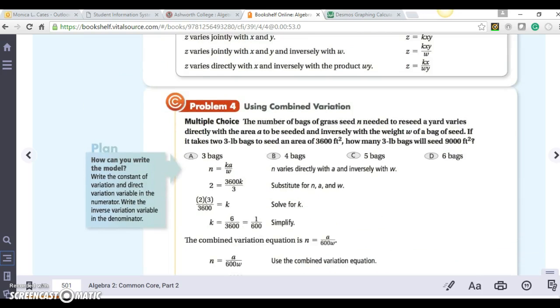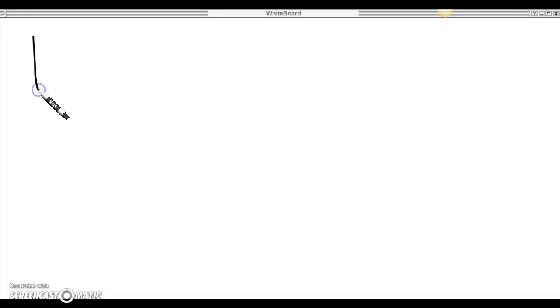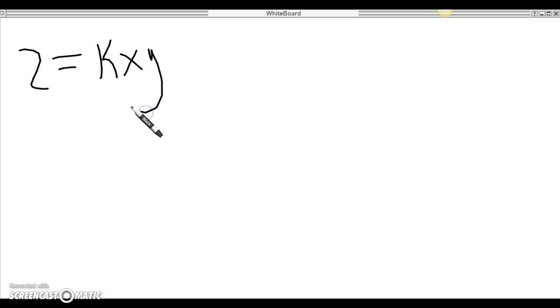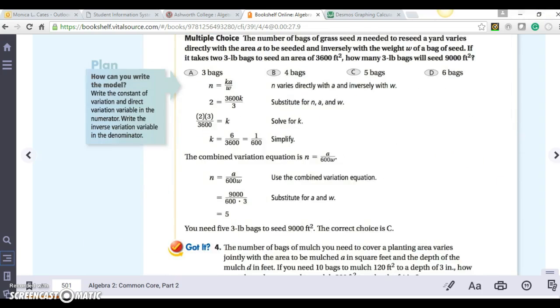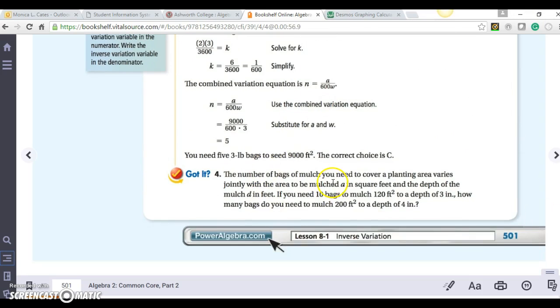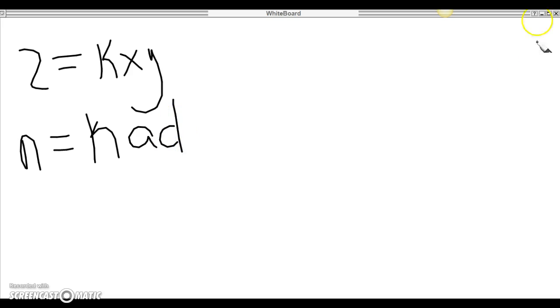Well, it says that it varies jointly, and my Z varies jointly with X and Y as Z equals KXY. So let's put that on our board. Z equals KXY. And so Z varies jointly with X and Y. And it tells us here that the number of bags you need to cover the planted area varies jointly with the area A and depth D. So we're going to substitute those values in. So I know N varies directly with A and D.